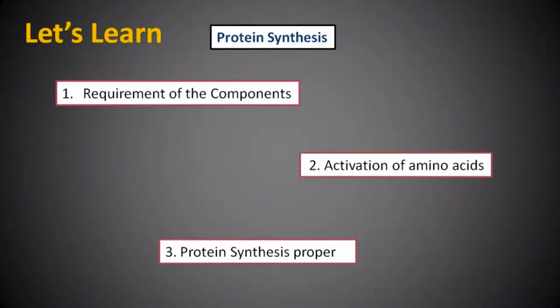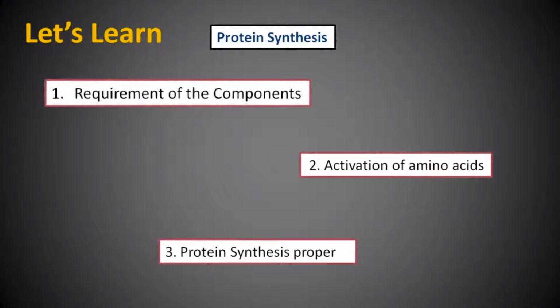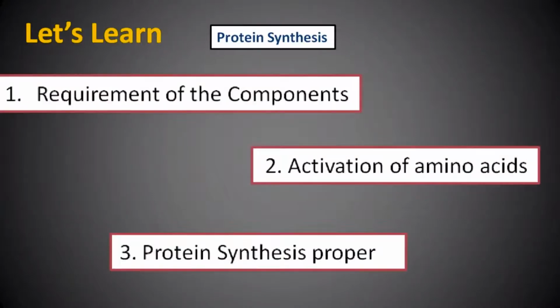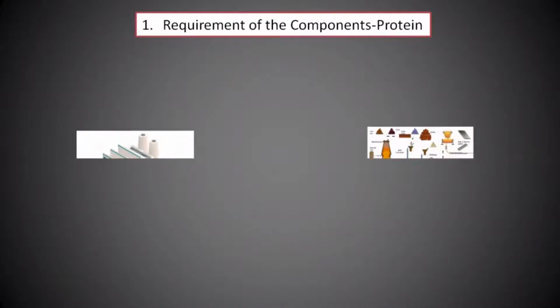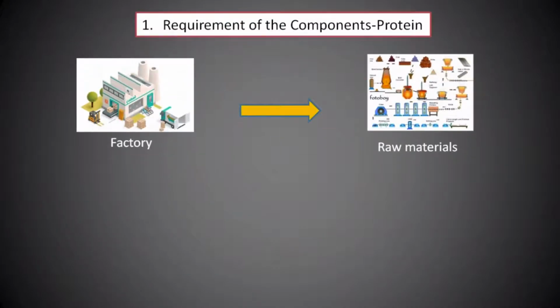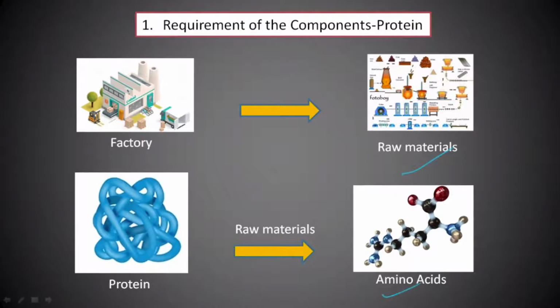In this we are going to learn what components we require, how amino acids get activated, and then how protein synthesis takes place. First, amino acids are the first required component. As we know, to make things in a factory raw materials are required; in the same way amino acids are required as raw material for making protein.